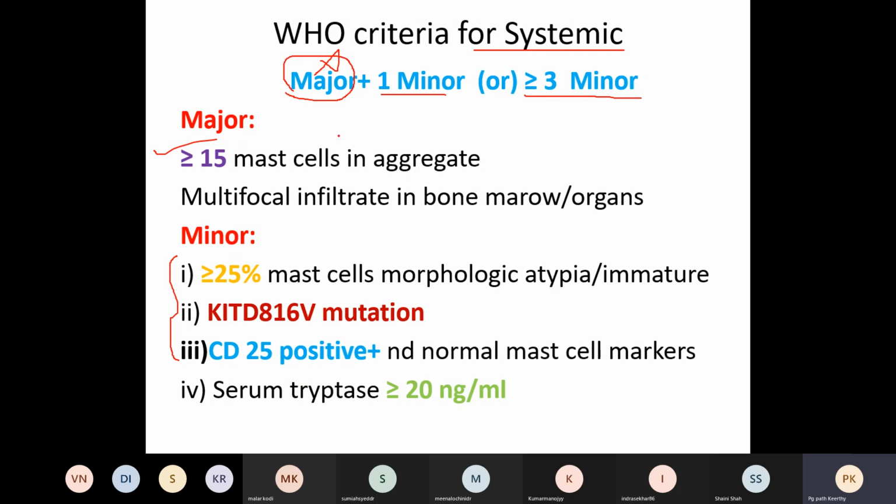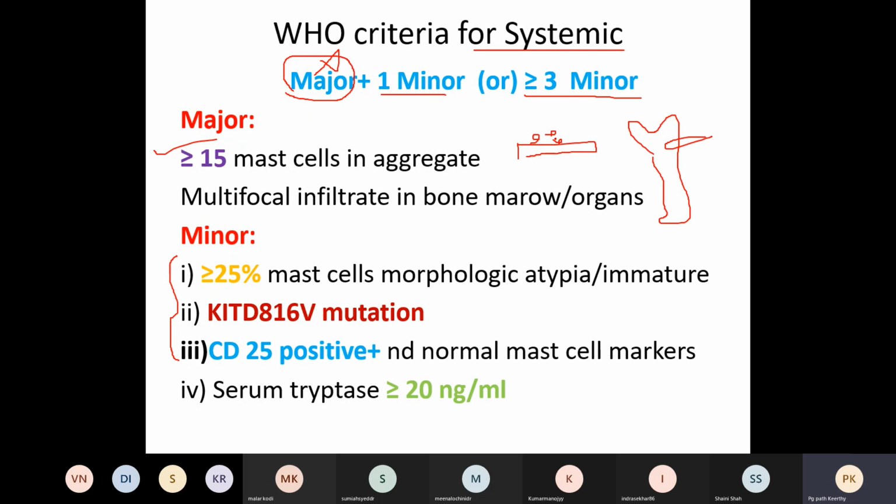Either major plus 1 minor, or at least 3 or more minor criteria to call it systemic mastocytosis. In systemic mastocytosis, what is the most common organ involved? It is your bone marrow. Now I am suspecting this patient has mastocytosis, so what am I going to do? I'm going to do a biopsy. Then in the biopsy, I expect to see mast cells.